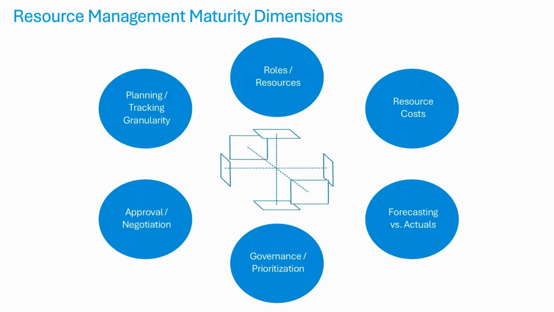Roles versus specific named resources. How are we going to plan those types of things? Is there going to be costs associated with those resources? So we want the output of that to be a financial aspect of the cost of these resources as we go through.